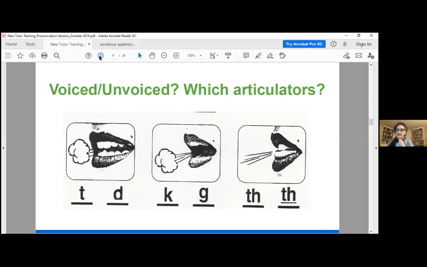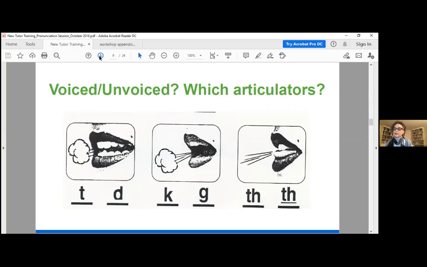Next one, K and G. So the K sound is K. And the G is G. Excellent. If anybody's lost, just raise your hand.